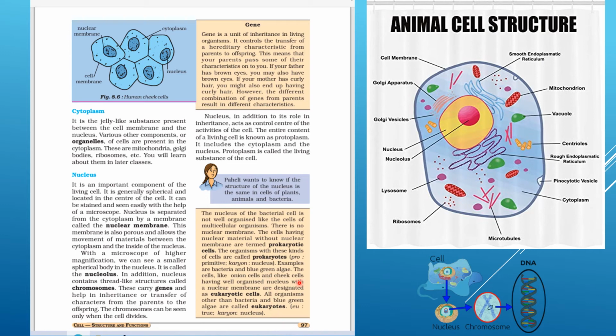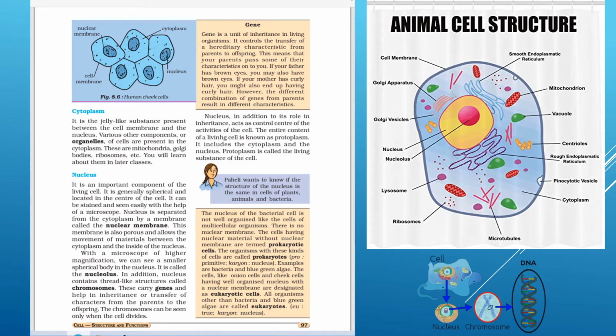Now see, cells like onion cells and cheek cells have a well organized nucleus with a nuclear membrane. Okay, they have a well organized nucleus. So they are known as eukaryotic. Okay, they are known as eukaryotic cells. All organisms other than the bacteria and blue-green algae are known as eukaryotes.